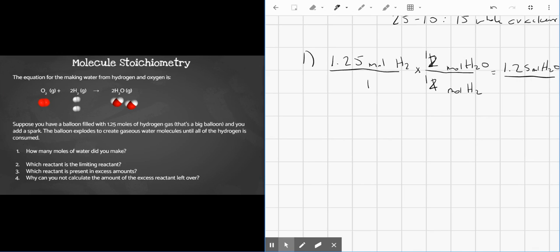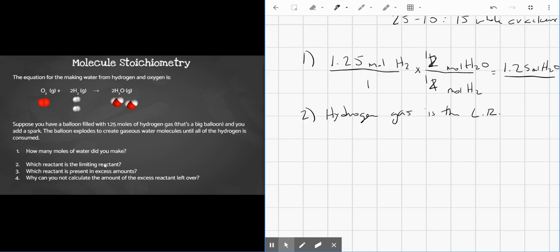Okay, and number 2, what is my limiting reactant? Well, it says that all the hydrogen is consumed, and that's the definition of a limiting reactant. It runs out. It's all used up, it runs out, and we can't make any more. So hydrogen gas is going to be my limiting reactant. I'm going to put LR for limiting reactant. Okay. It also tells you that the balloon explodes. Oh, well, it's reacting with oxygen. It doesn't say anything about the oxygen. We'll come back to that.